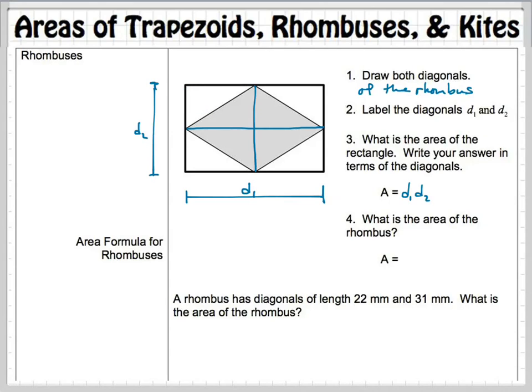Is it D1 times D2? I mean, not times, plus D2. Now you're just trying to remember a formula. Don't do that. Look at this. The area of this rectangle is D1 times D2. Now, the area of the rhombus, is that bigger or smaller than the area of the rectangle? Yeah, it's smaller. Is it slightly smaller? Is it a third of it? Is it a fourth of it? Half of it?